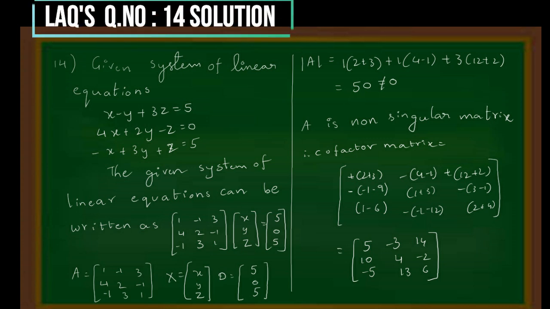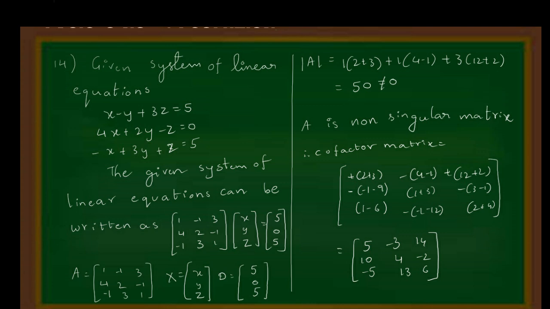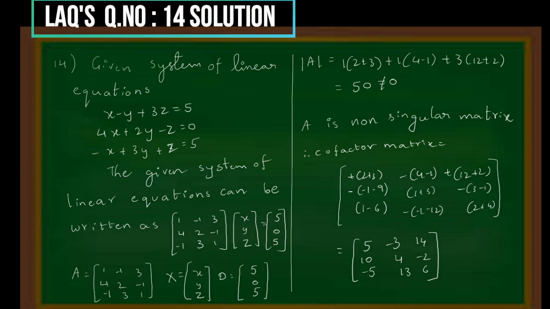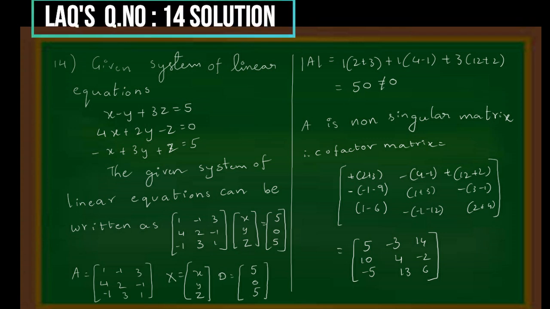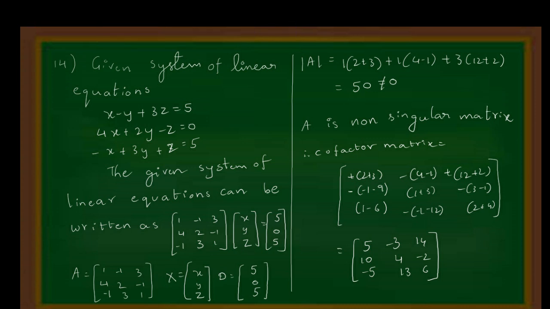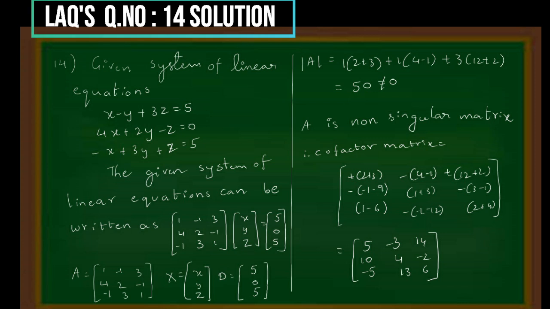First, we find det A. Then verify whether A is a singular or non-singular matrix. Here det A is equal to 50, not equal to 0. Therefore A is a non-singular matrix. Therefore A inverse exists. A inverse exists only for non-singular matrices. Therefore first we find det A. Det A is not equal to 0.